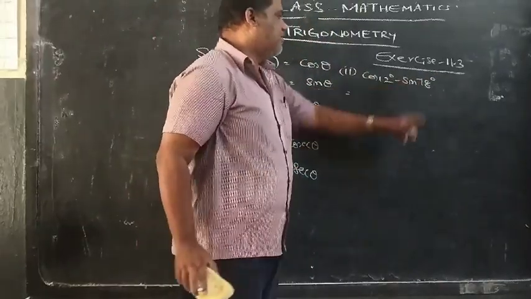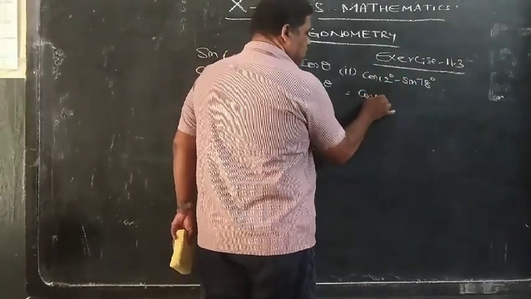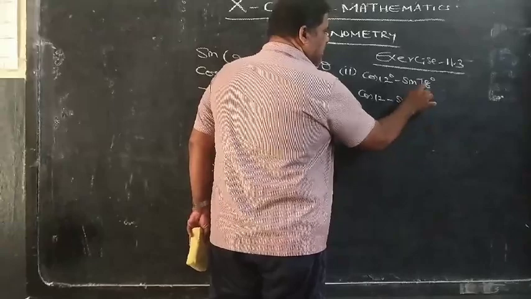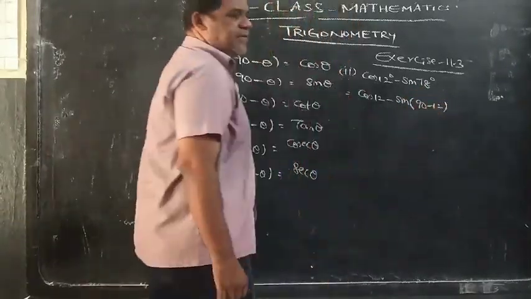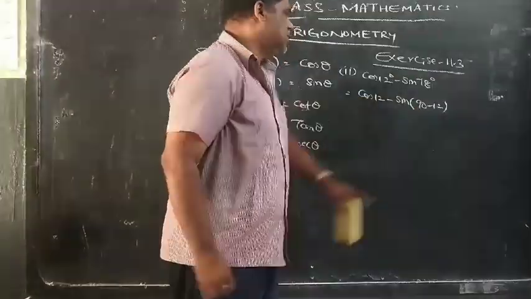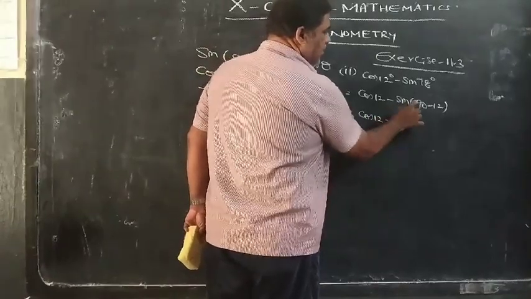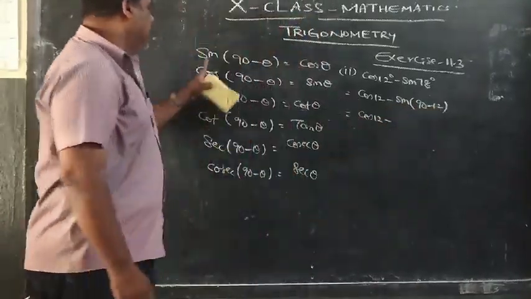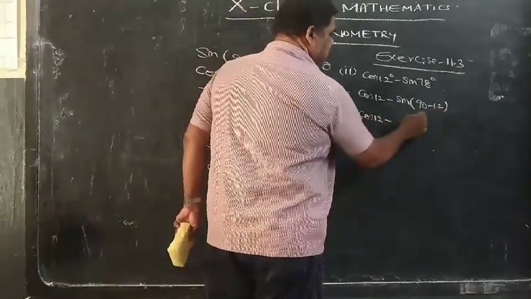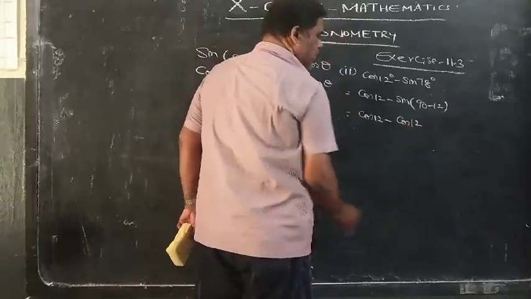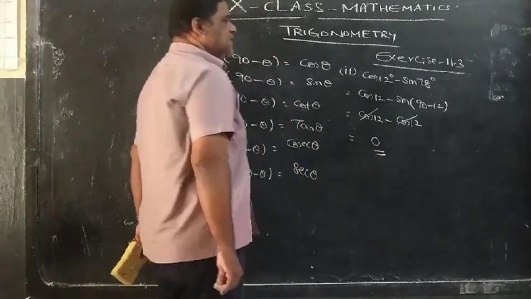Here two ratios are there. One ratio you have to keep as it is. The other we have to change. So cos 12 degrees, sin 78 degrees, you write it as 90 minus 12. This 78 we have to write as 90 minus 12. So it is cos 12 degrees. This is in the form of sin(90 minus theta). Here sin(90 minus theta) is cos theta, cos 12. Cos 12 minus cos 12 will get cancelled. So the answer is 0.